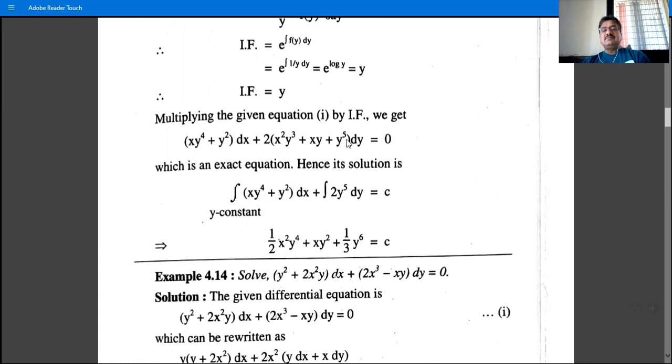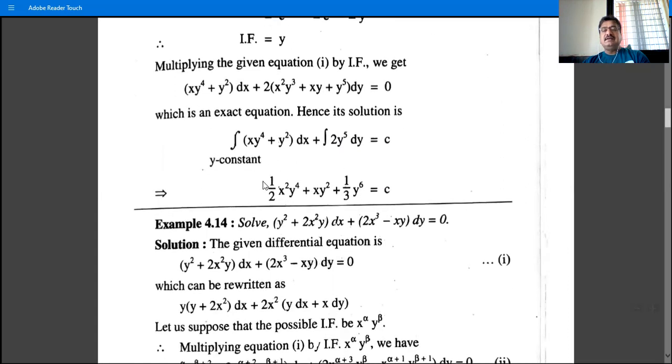So there are three terms, but out of them this term depends on x, this term depends on x, and the last term, 2y^5, is free from x. So we write that term, 2y^5 dy, is equal to a constant. Integration is with respect to x, so y^4 is constant, and the integration of x is x^2 by 2, so one half x^2 y^4. Then y^2 is constant, and the integration of a constant is the constant times the variable, so y^2 x, plus 2 is constant, and the integration of y^5 is y^6 by 6. So 2 by 6 is 1 by 3. And so this is the final answer.